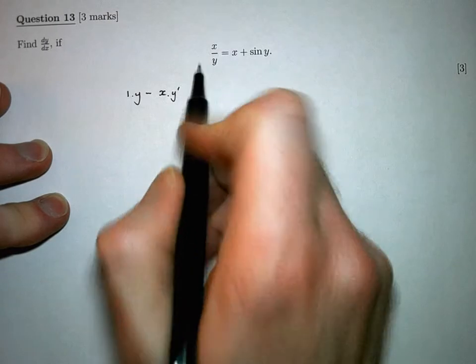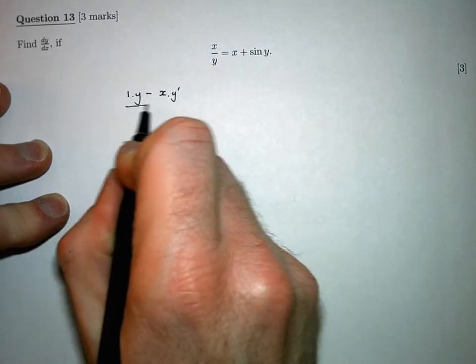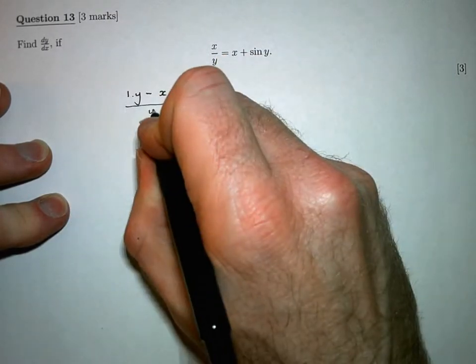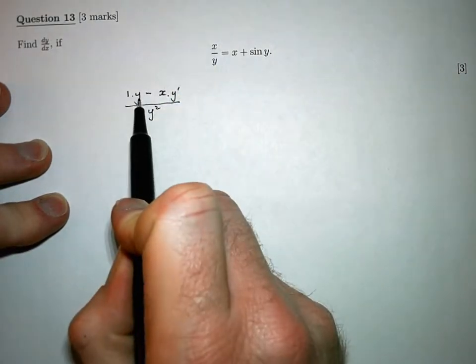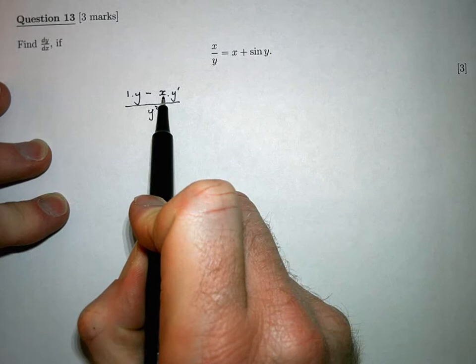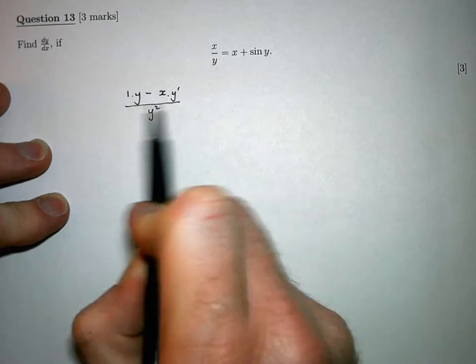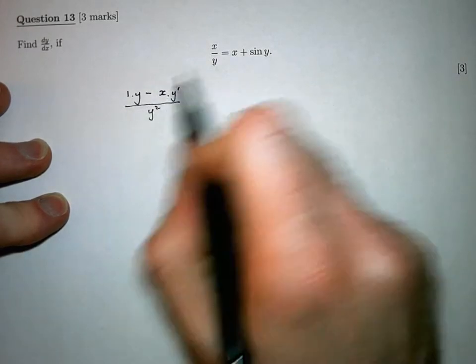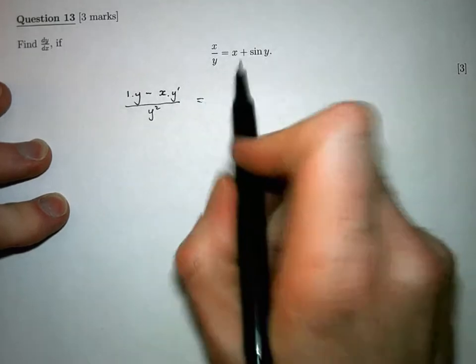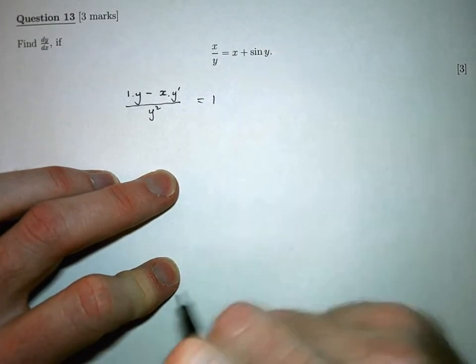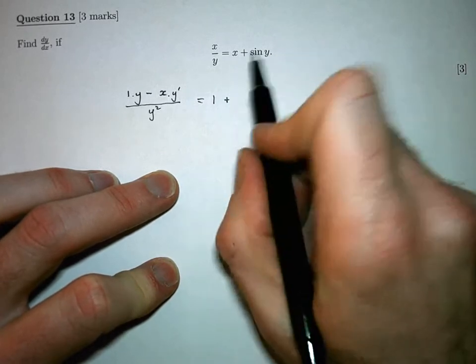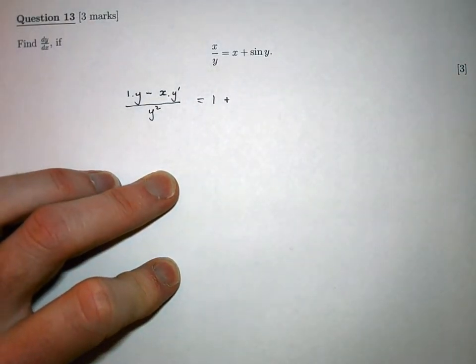And we're not quite done here. We're differentiating a quotient, so we need to divide by the denominator squared. So derivative of the numerator times the denominator minus the numerator times the derivative of the denominator, all over the denominator squared. That's the derivative of the left-hand side. And now we differentiate the right-hand side. Derivative of x, well, that's simply 1 again, plus, and now we're differentiating sine of y.